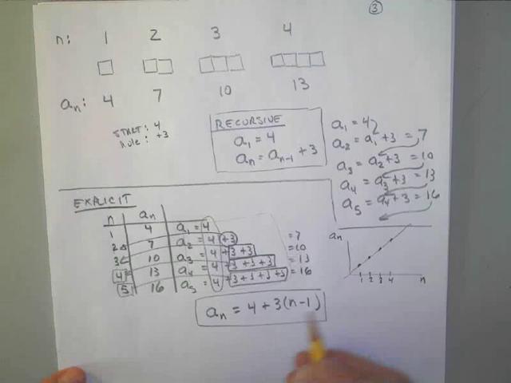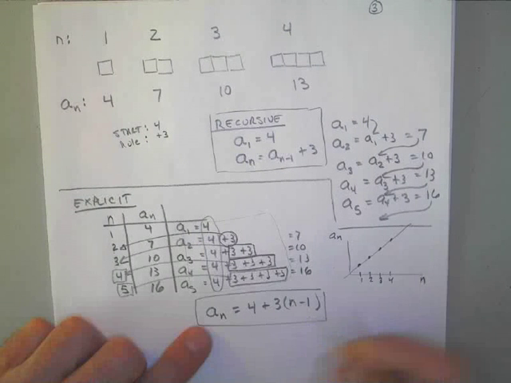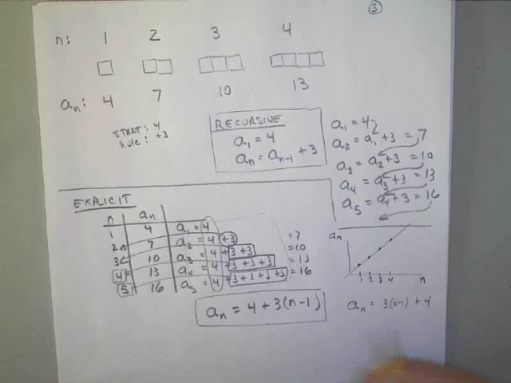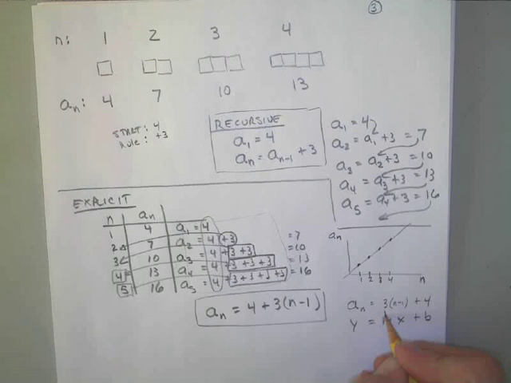Well, if we were to rearrange this function, if we were to rewrite it as a sub n equals 3(n minus 1) plus 4, this looks very similar to y equals mx plus b, where that's the slope, that's the variable, and that's the y-intercept. And so, indeed, this happens to be a linear function in terms of a sequence.